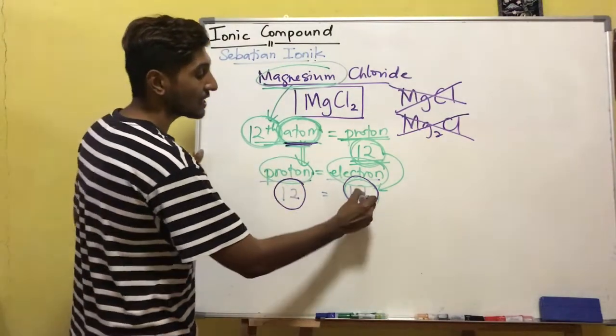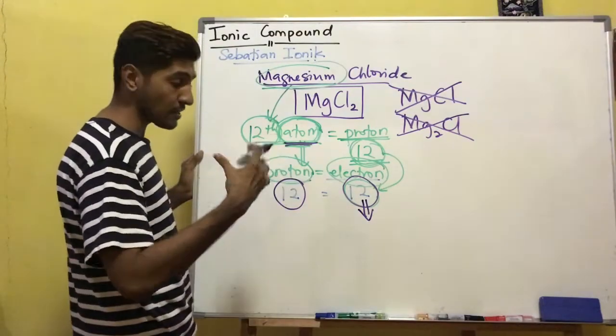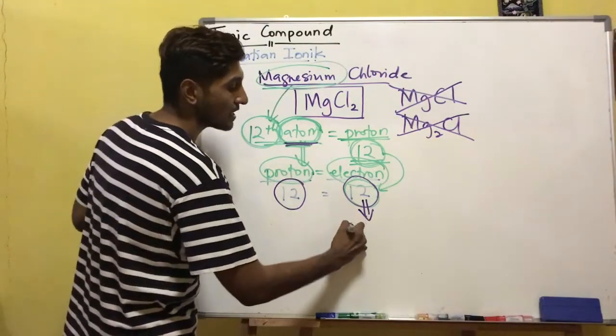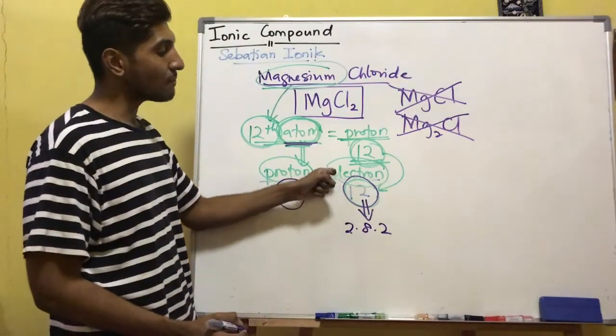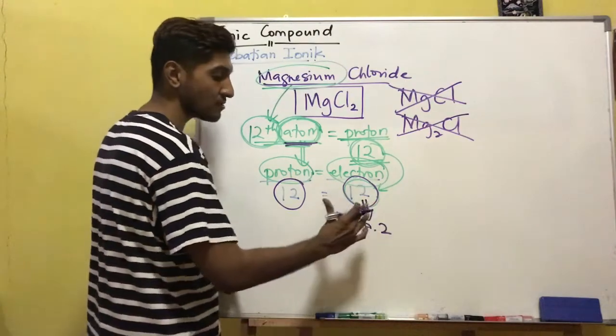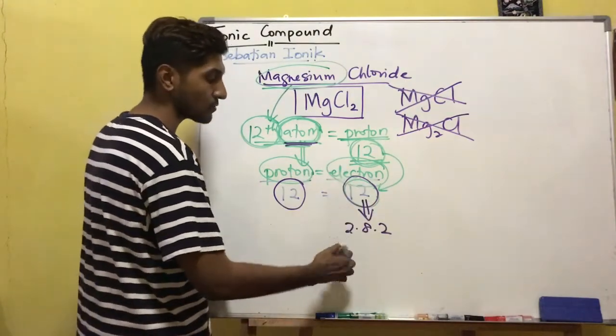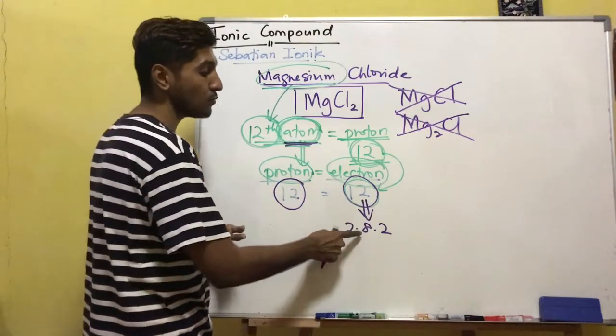Jadi sekarang kita akan susun dia dalam bentuk susunan elektron yang kita selalu belajar tu, di mana dia akan jadi 282. So when we already know that the number of electron is 12, we write them in an electron arrangement way that we usually do, which is 282.